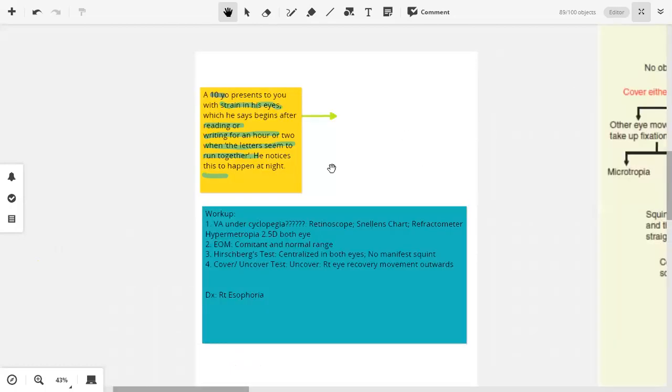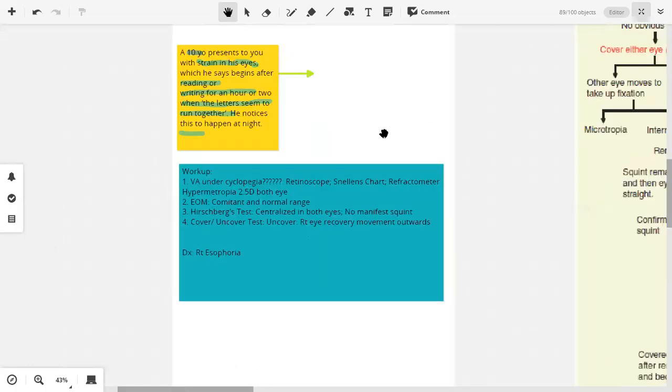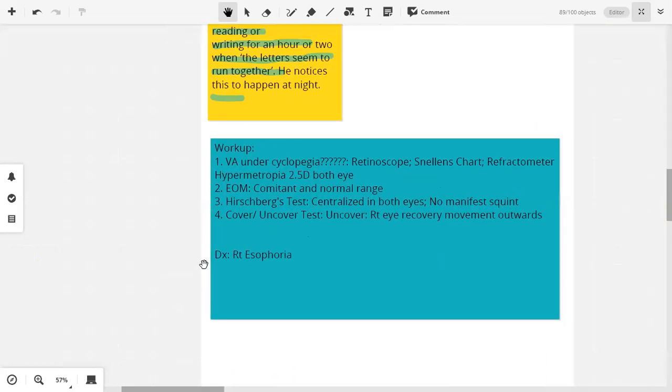So based on the flowchart and just a few clinical procedures, we found out that our patient has esophoria, the right esophoria. What are the investigations which we would like to perform?